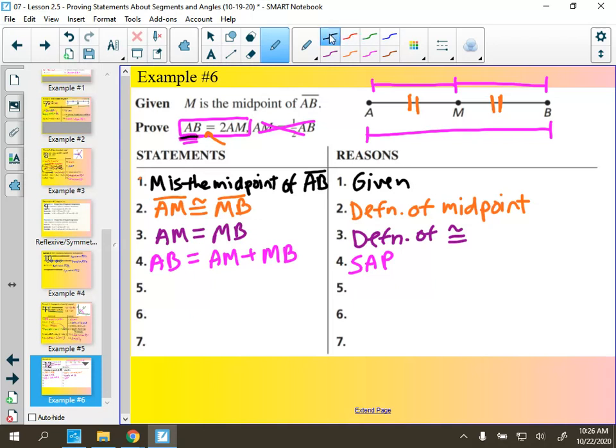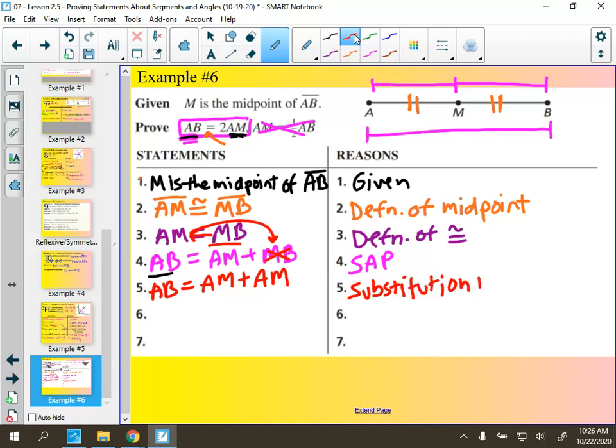I see an AB on the left. I see an equal sign. I see an AM on the right. I need 2 of them. So this is very similar to the finish on the last proof. Let's get this MB out of here and replace it with something that MB is equal to. I know MB has the same value as AM. We proved that in our third step. So now I'm ready to say that AB is equal to AM plus AM, which, how did that happen? That's our substitution property of equality.